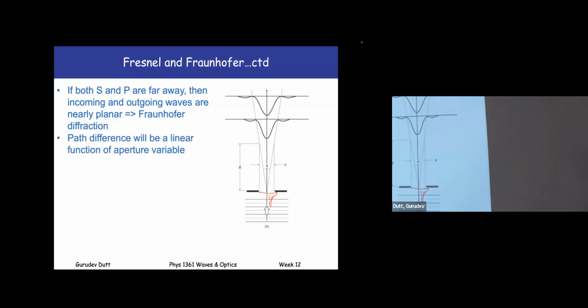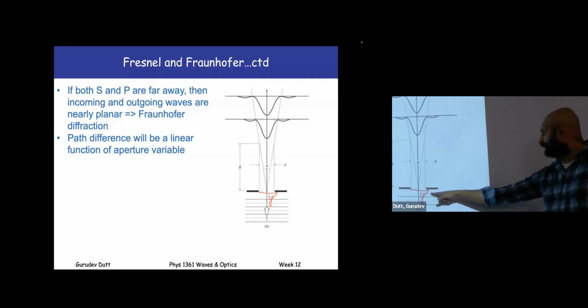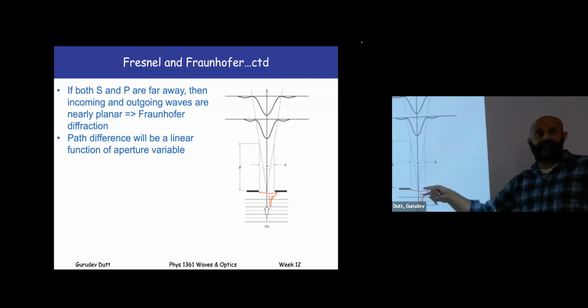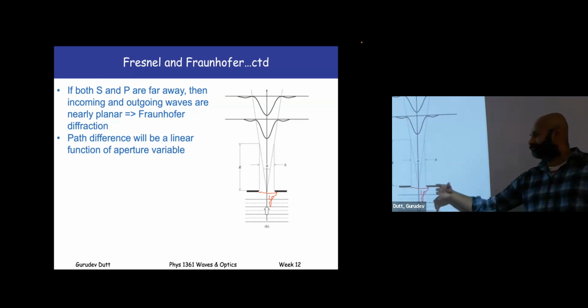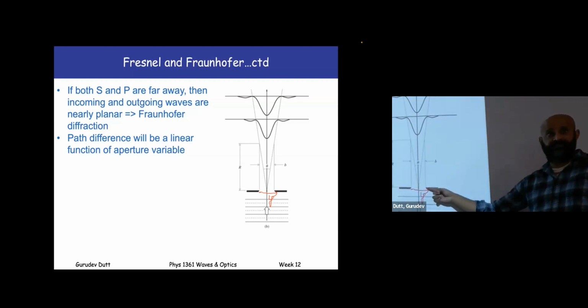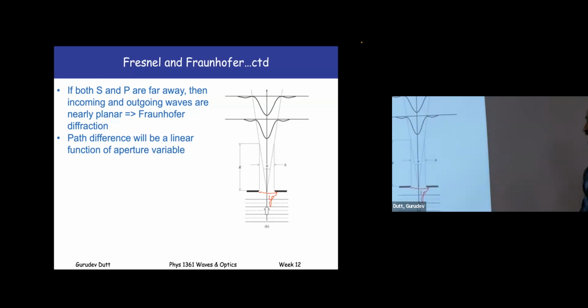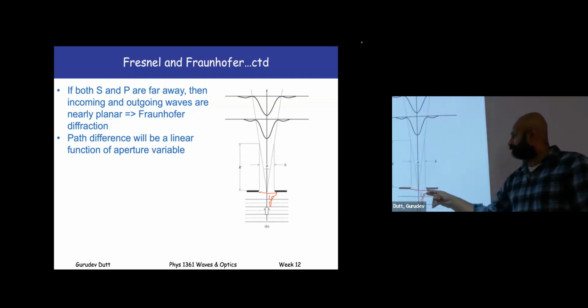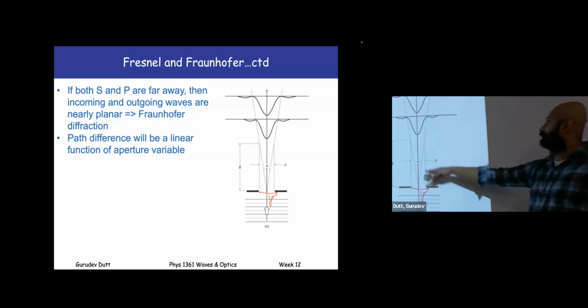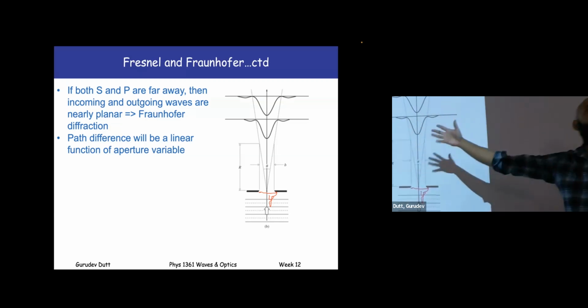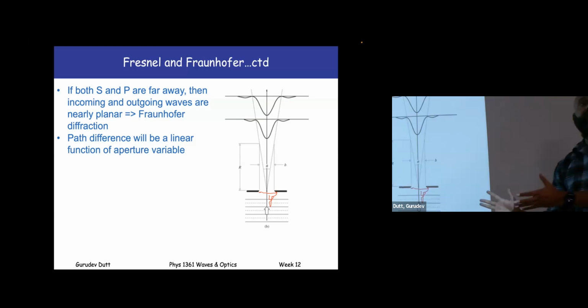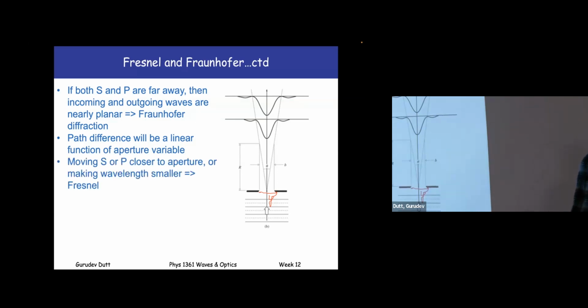Okay. And as I'll show you, if I take y, which is an aperture variable, which just tells you the position of a point, a secondary scatterer from the Huygens principle inside the slit, y is a variable that tells you where that scatterer is, then the path difference between different parts of this interference pattern will be a linear function of the aperture variable. I'm just saying that. I will show you in the next few slides.